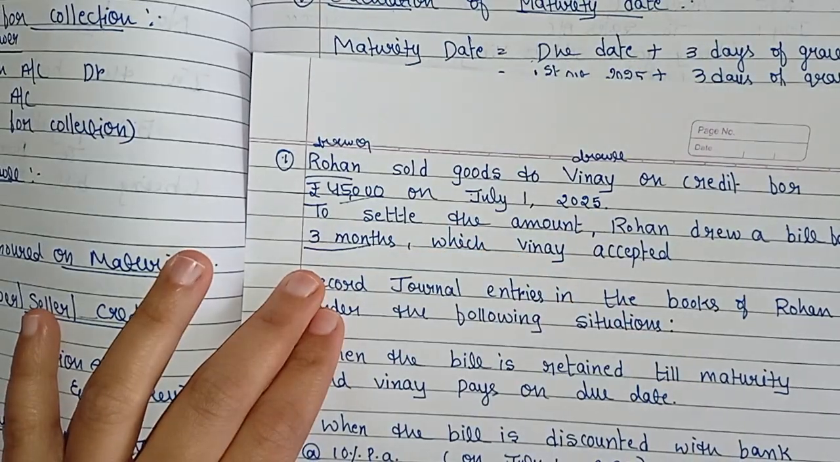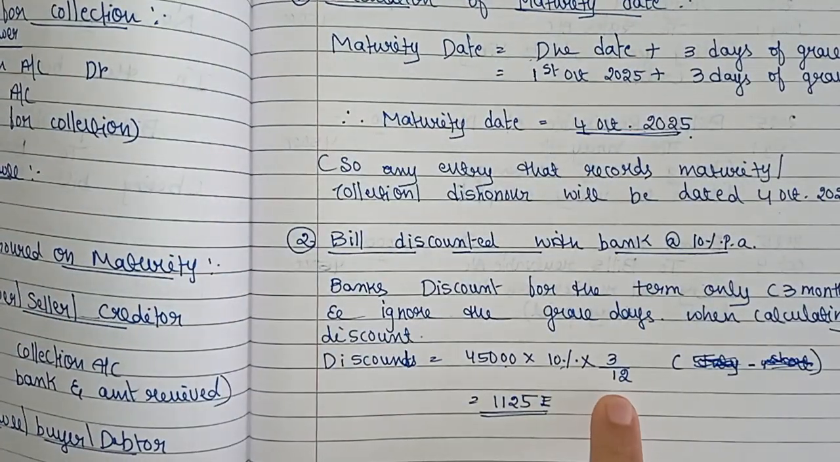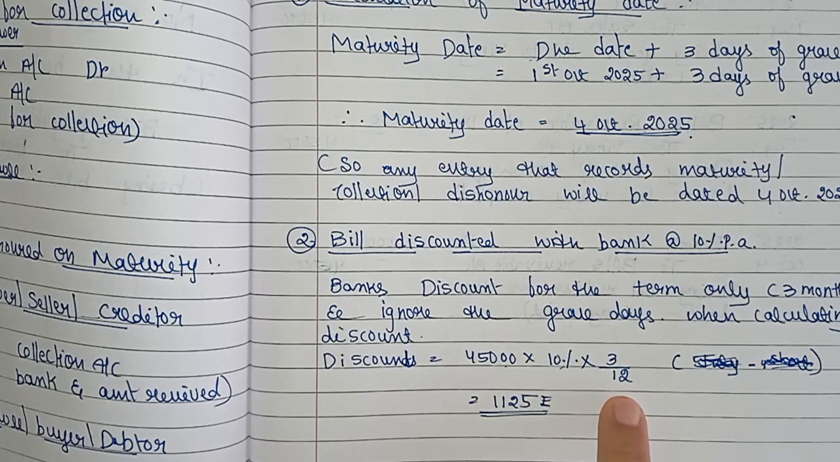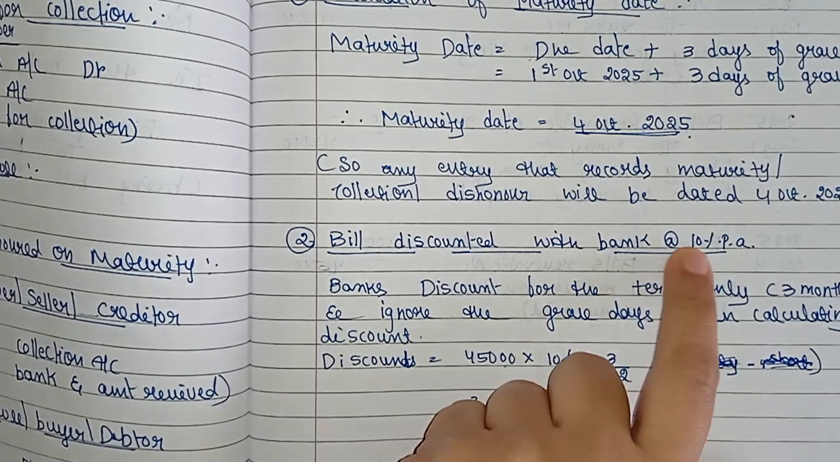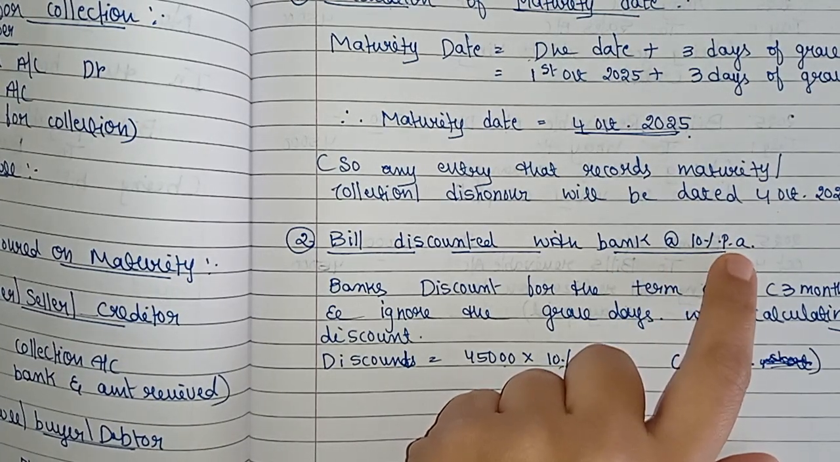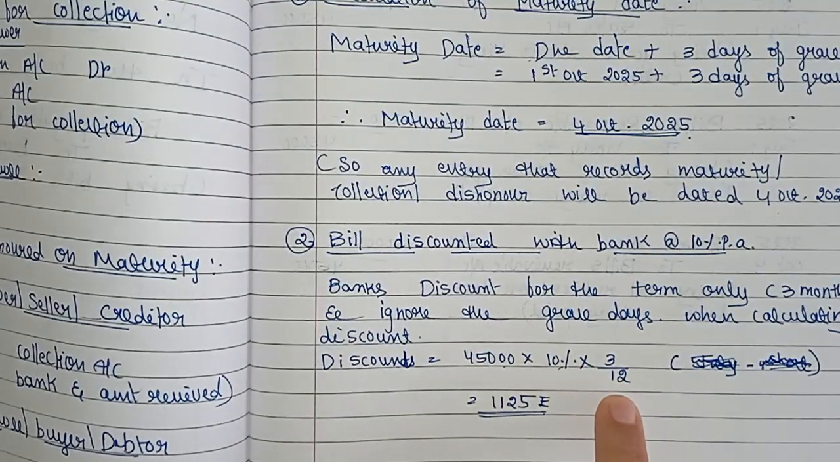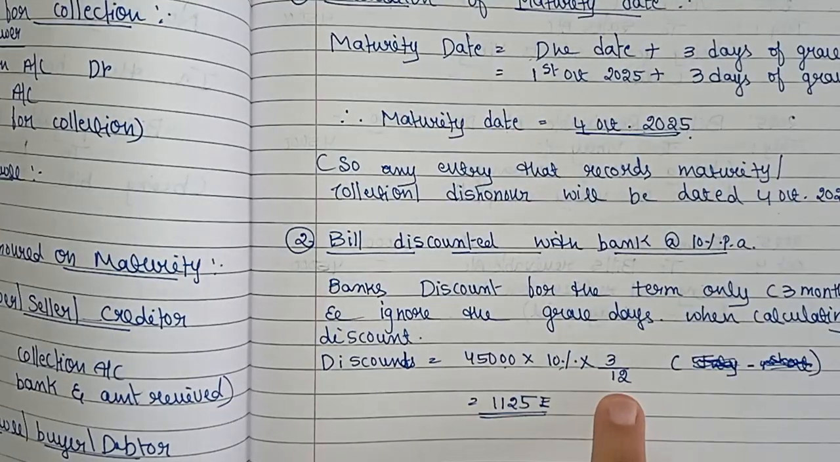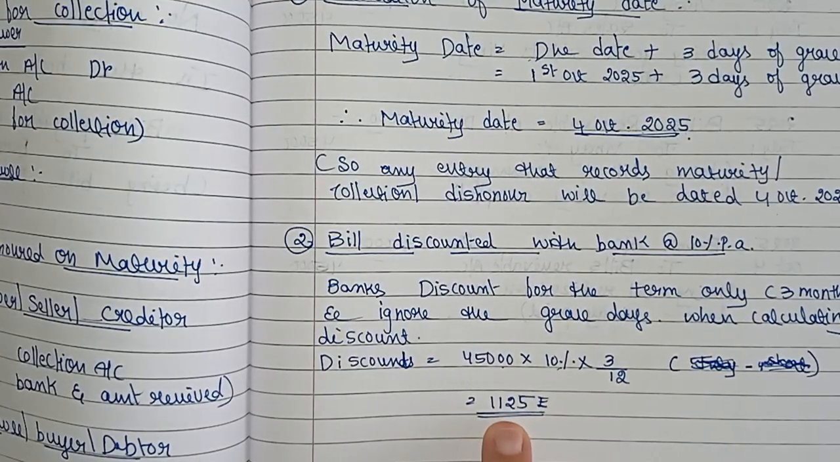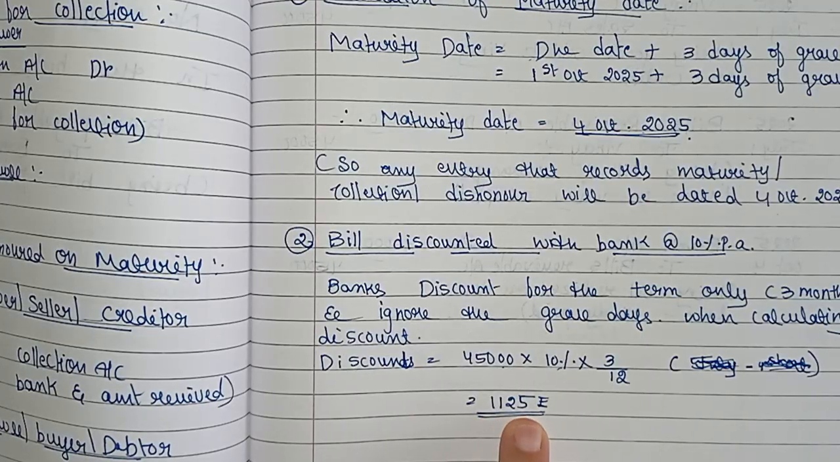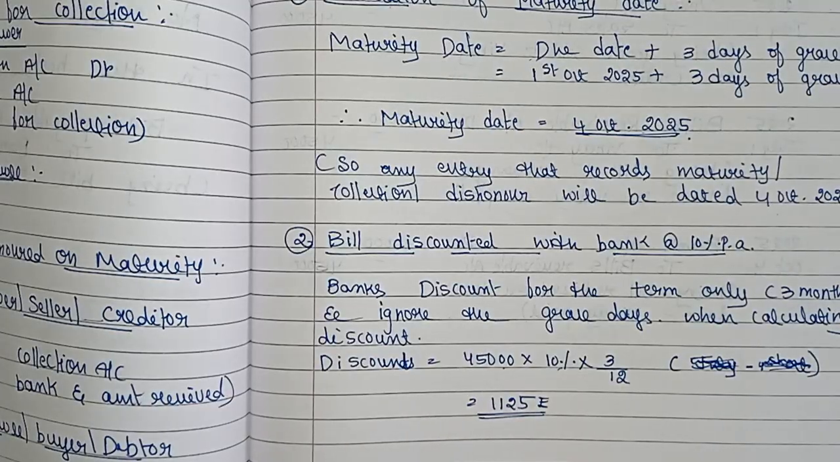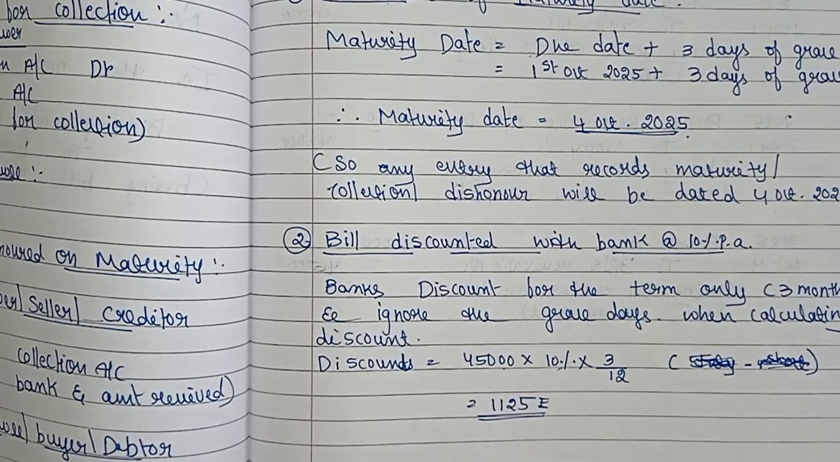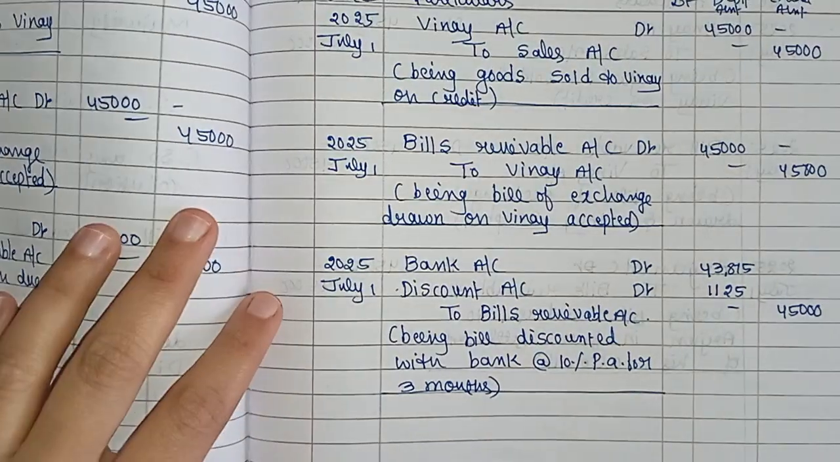Before 3 months. Right? So 3 divided by 12, that is 3 months. Clear? The bank charges 10% per annum. So 3 divided by 12, since Rohan needs the amount 3 months early. So the discount or interest charge is rupees 1125. Clear? This is the discount amount. Clear? So let's now see the journal entries.